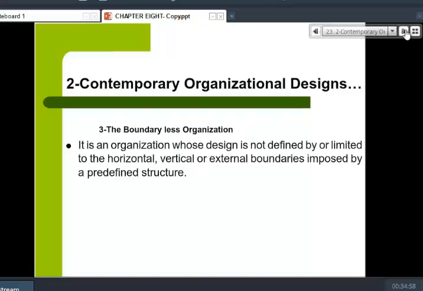The boundaryless organizations. These are organizations whose design is not defined by or limited to the horizontal, vertical, or external boundaries imposed by a predefined structure. So the boundary means here the organization is not defined or limited to any path. The organization has fewer boundaries, fewer barriers, and less control by the internal and external environment.